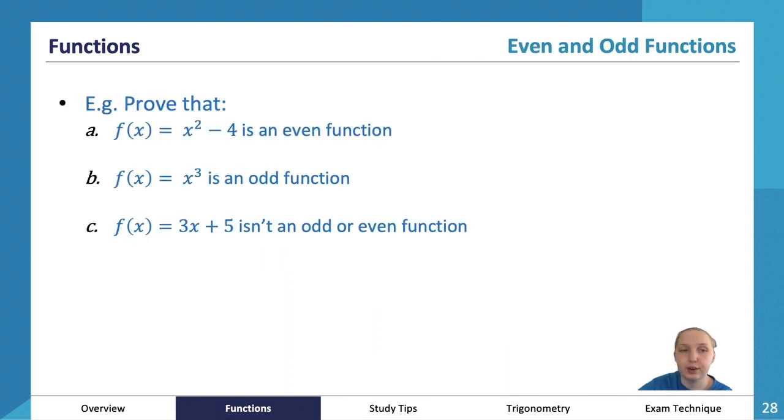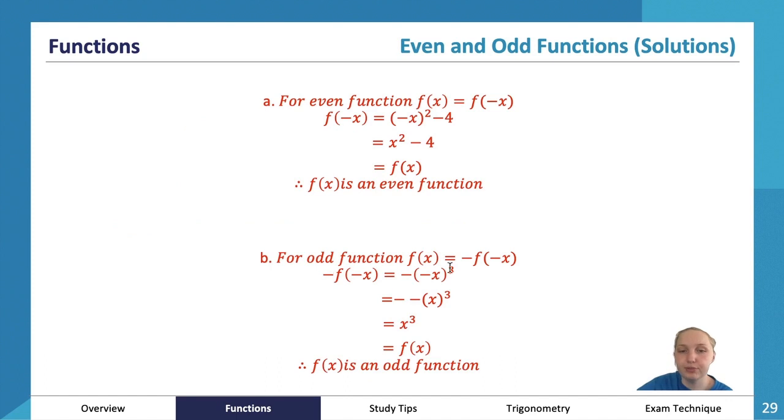For our original function here, x cubed for part B, if we want to find negative f(-x), we do negative of (-x) cubed, which leaves us with two negatives that, when we multiply them together, cancel each other out to get just x cubed, which is equal to f(x). So therefore, f(x) equals x cubed is an odd function because f(x) equals negative f(-x). Okay, and that's all we have to do for that one.